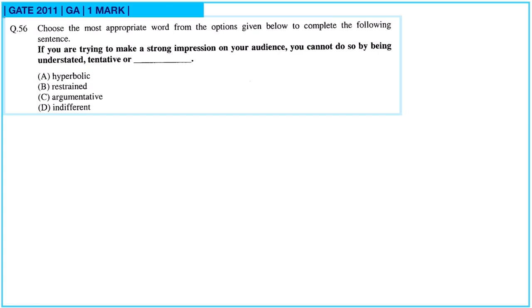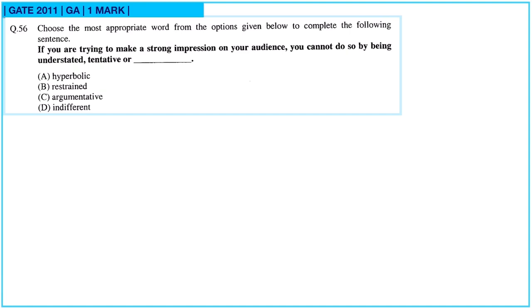Question 56. Choose the most appropriate word from the options given below to complete the following sentence. If you are trying to make a strong impression on your audience, you cannot do so by understated, tentative, or... Here, understated tentative indicates that the person is not clearly expressing his or her idea, and we have to choose the correct option which can fit here.